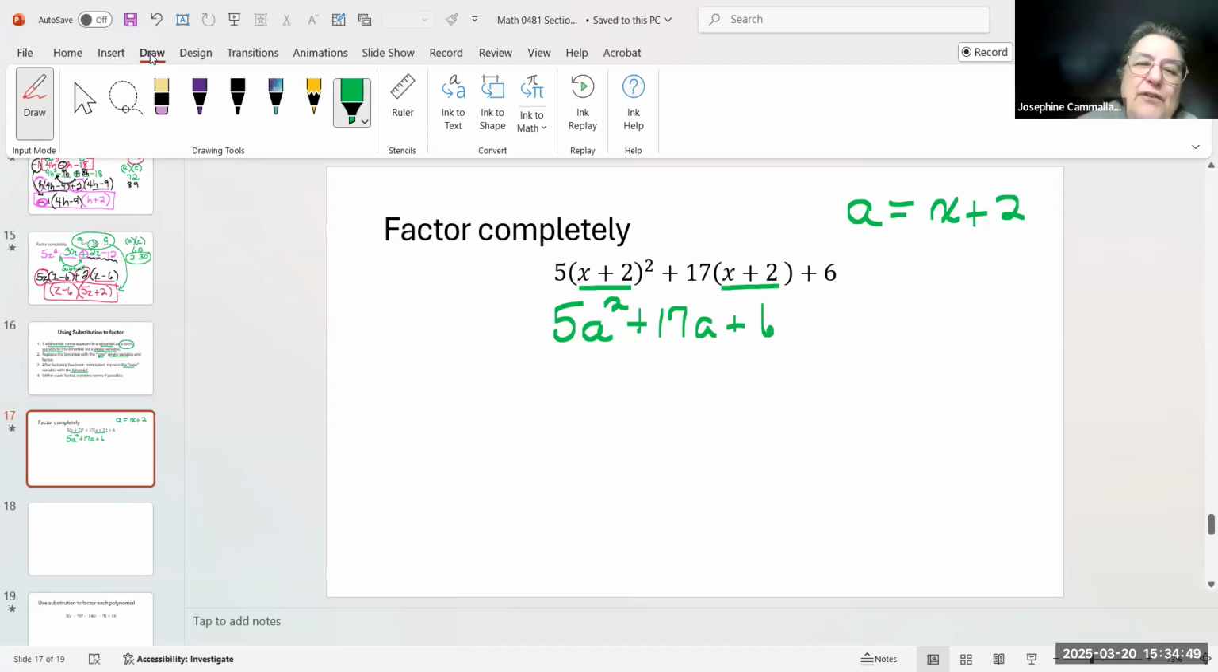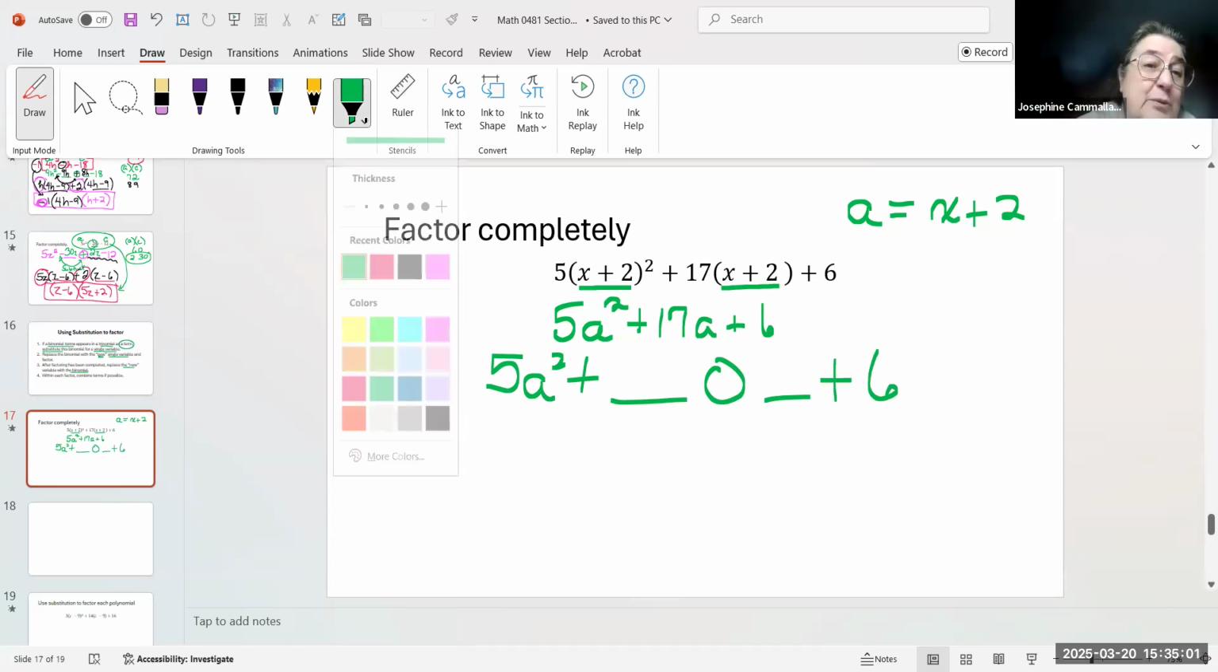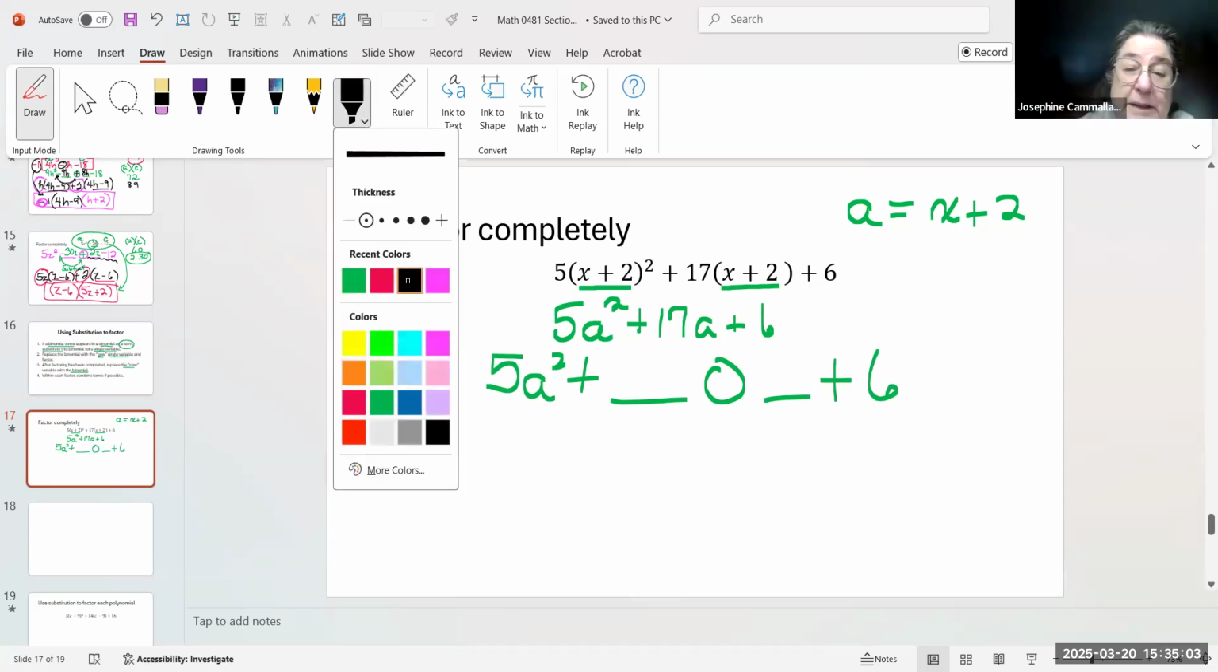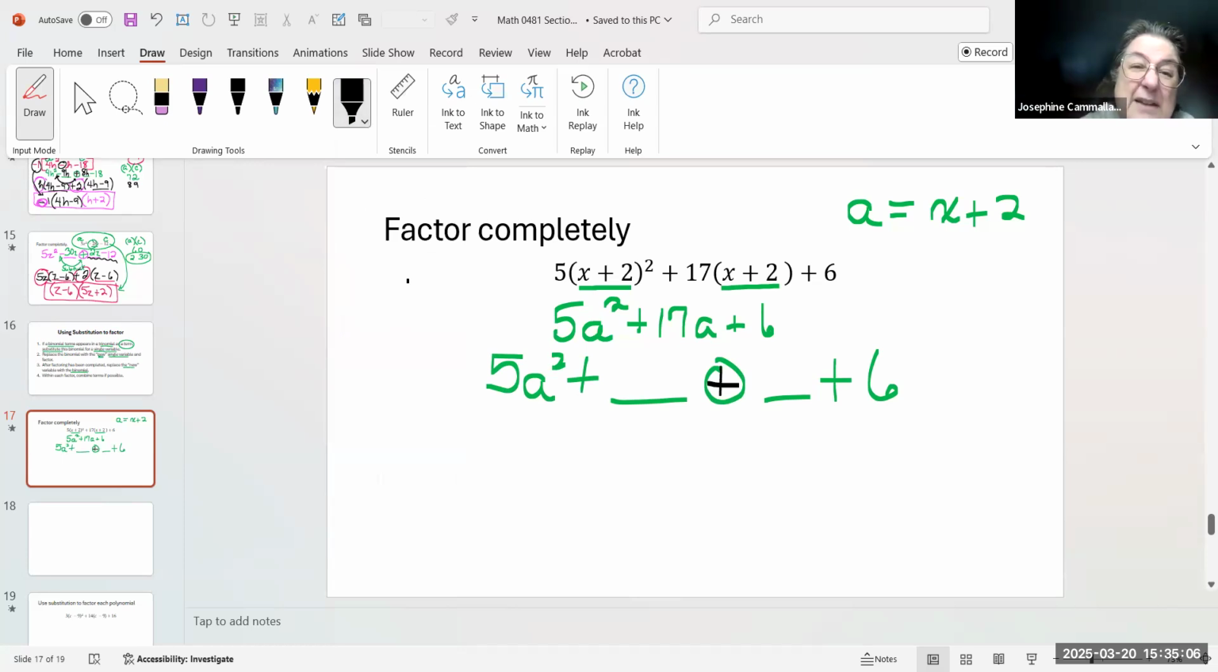Well, now I'm going to factor it. This is 5a squared plus blank, circle blank, plus 6. Now, we should be real good at this and know that this is a plus. My 5 is my A term. My 6 is my C. So 5 times 6 is 30.